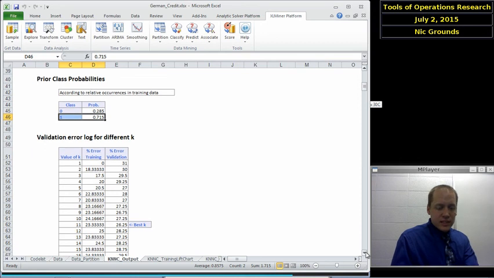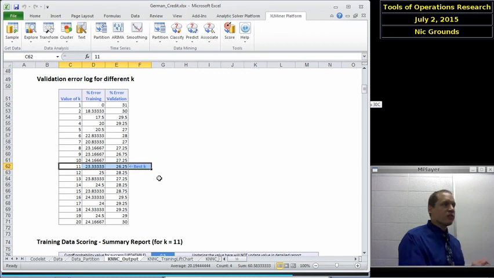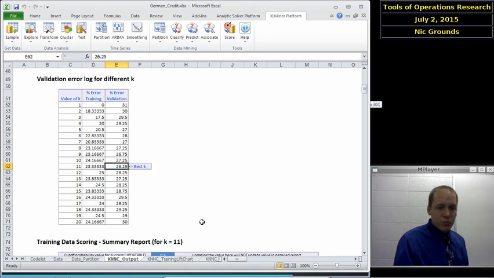Below, it's going to tell us all the different values of k and how well they did, okay? And it's actually going to tell us which k did best in terms of the lowest percent error of validation. So what this means is if I looked at 11 records, then I could predict whether or not somebody gets a loan with roughly 73.75% accuracy. That is, I get it right 73% of the time. I get it wrong 26% of the time. Okay.